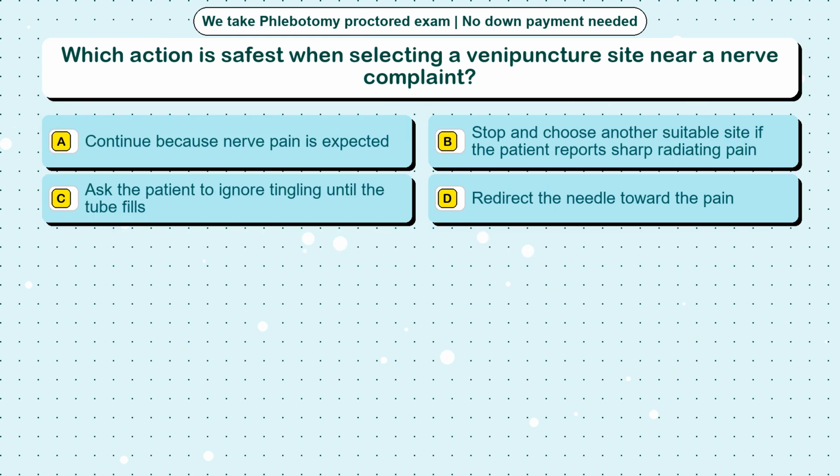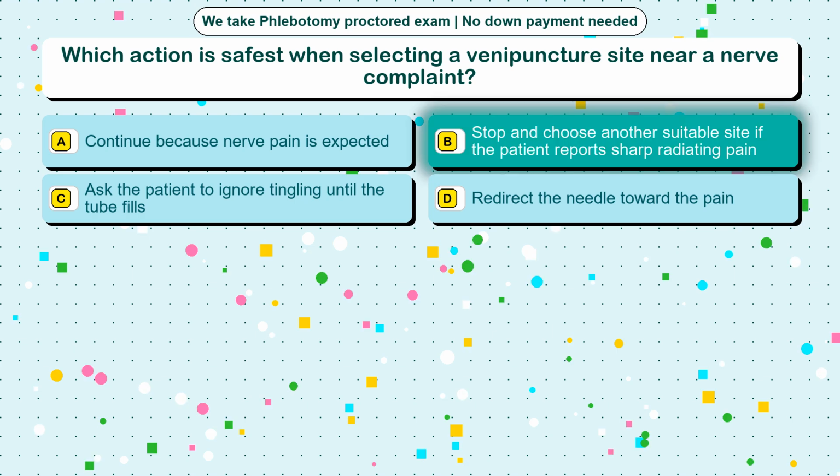Question 84. Which action is safest when selecting a venipuncture site near a nerve complaint? Option A. Continue because nerve pain is expected. Option B. Stop and choose another suitable site if the patient reports sharp radiating pain. Option C. Ask the patient to ignore tingling until the tube fills. Option D. Redirect the needle toward the pain.